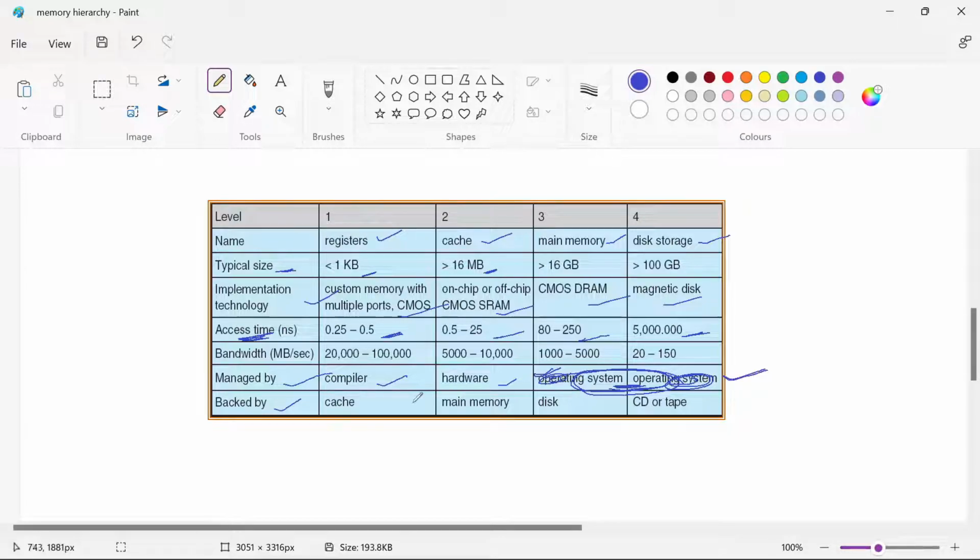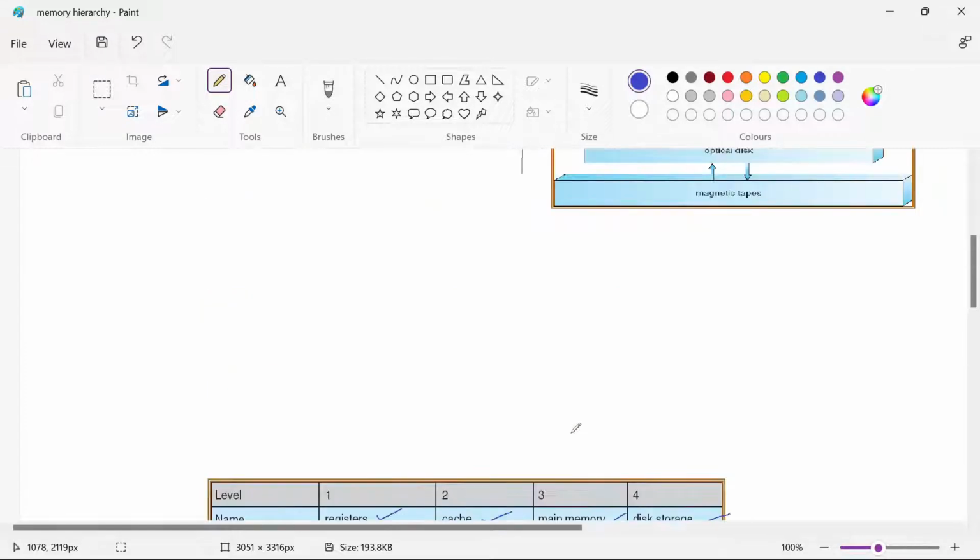Now backup is nothing but if the registers want to get the data, they will be accessing the cache memory, and cache memory will be getting the data from the main memory, and main memory will be getting the data from the disk. And if the disk is not capable of storing, you can store the data in a pen drive or in a CD. So this is backup data. Registers have backup data in the cache, cache has backup data from the main memory, and main memory has backup data from the disk. So this is about your complete memory hierarchy.